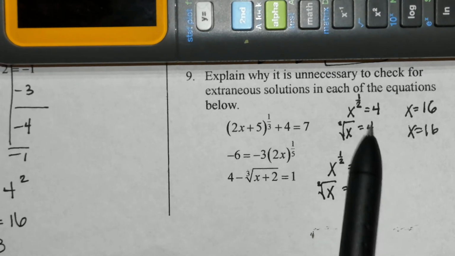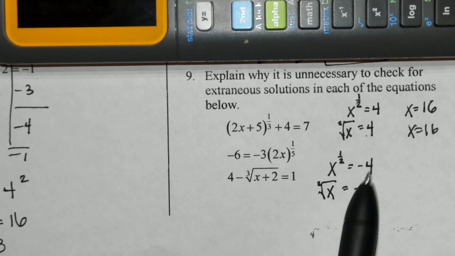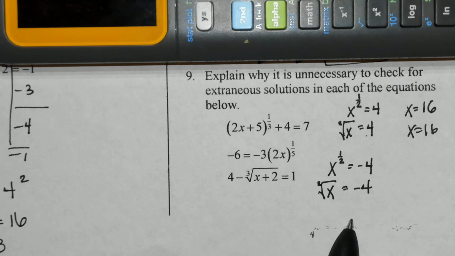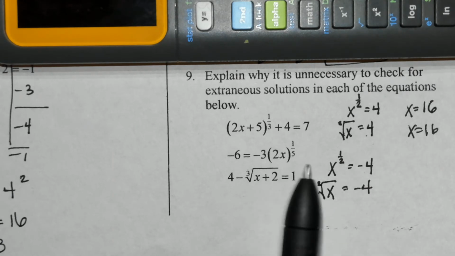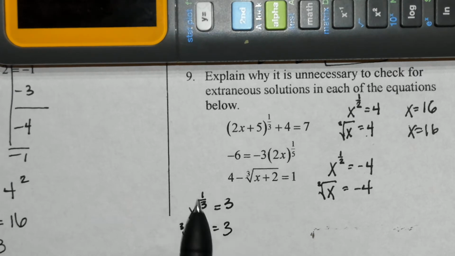If I change that 4 into a negative 4, can we take the square root of a number and equal negative 4? We know that's not possible. I know the square root of 16 is not negative 4, and you can't take the square root of a negative 16. Notice that 2 is even. Now to look at the cube root here.